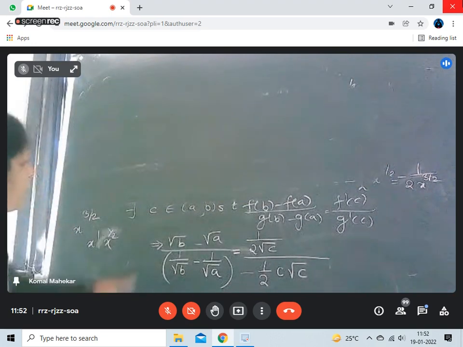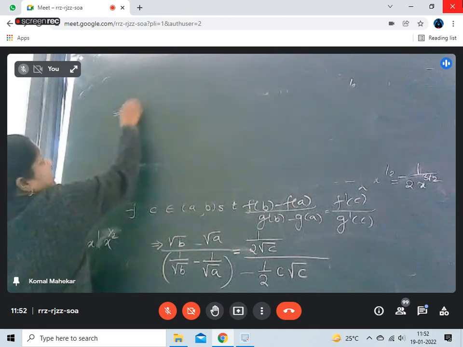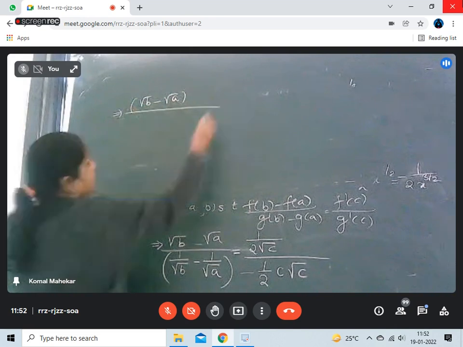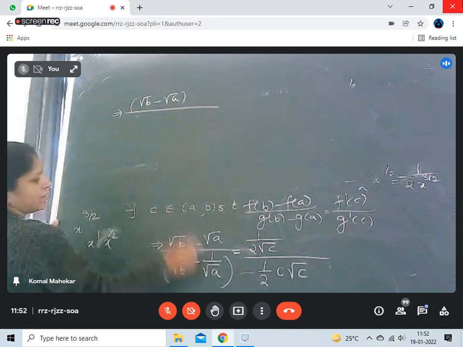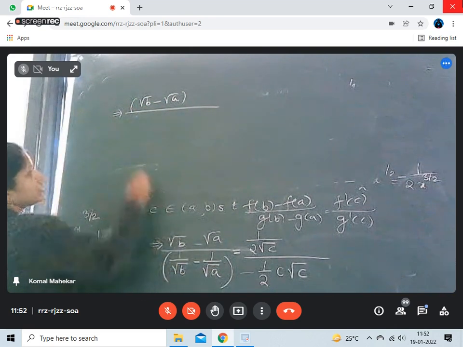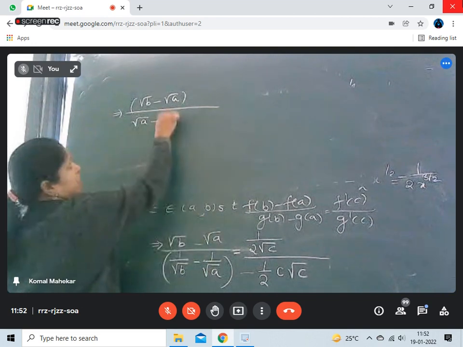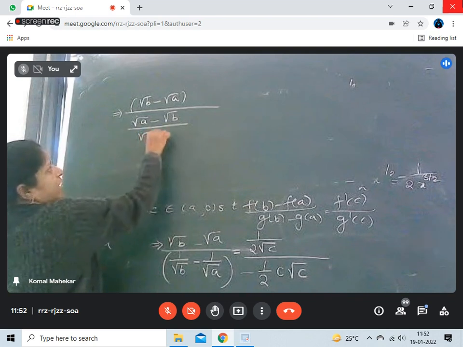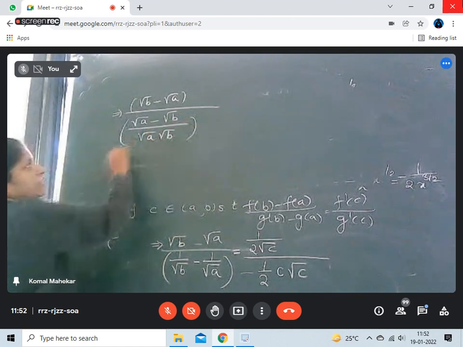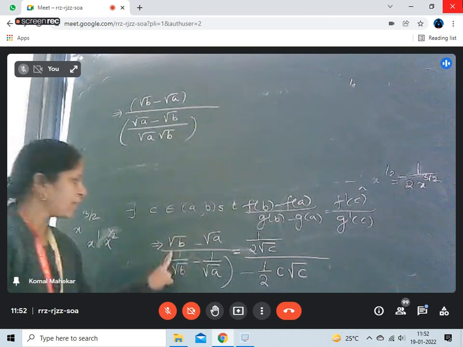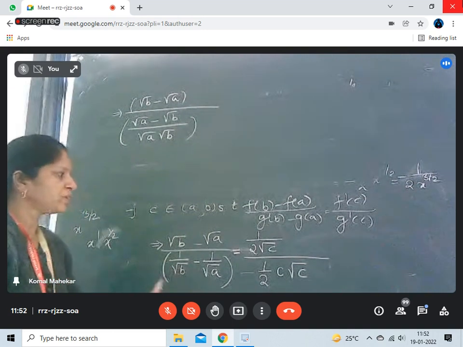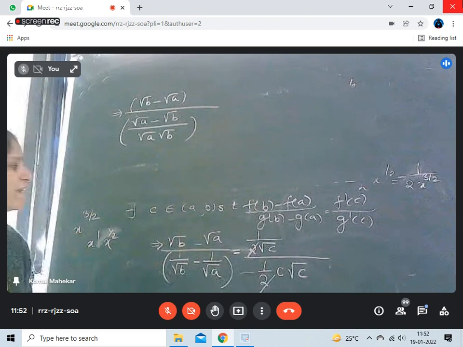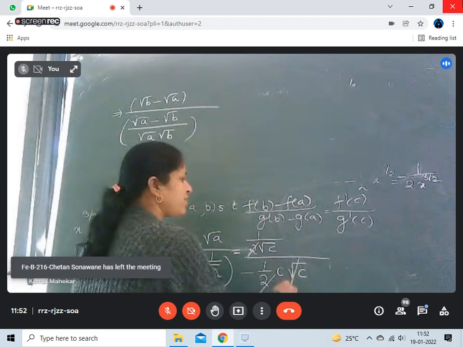Simplifying this, we get in the left hand side, this is root b minus root a. In the denominator, by cross multiplying, this is minus root b divided by square root of a into square root of b. In the denominator, by cross multiplying, root a into root b. Now see that this 2 with 2 get cancelled.